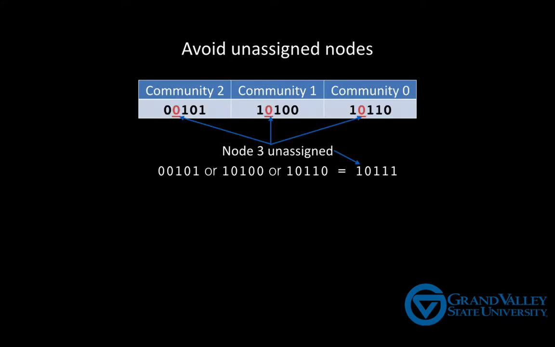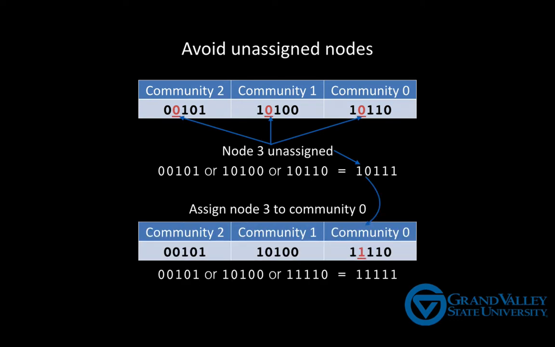Avoiding unassigned nodes is a little more difficult. We detect unassigned nodes by taking the OR of all the communities. Any zeros in the result represent unassigned nodes. At first glance, it appears that we can address this problem very simply by assigning any previously unassigned node to community 0. However, this quick fix causes a problem.